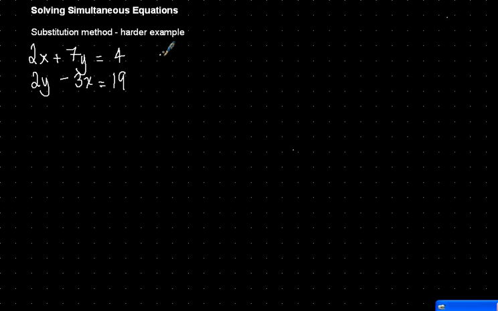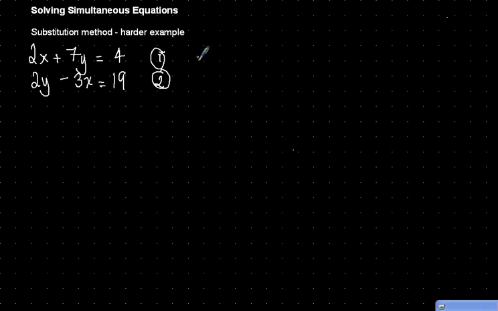This is a harder example of the method of solving simultaneous equations by substitution. This is our system of equations. I'm going to call the first equation equation number 1, and the second equation, equation number 2.